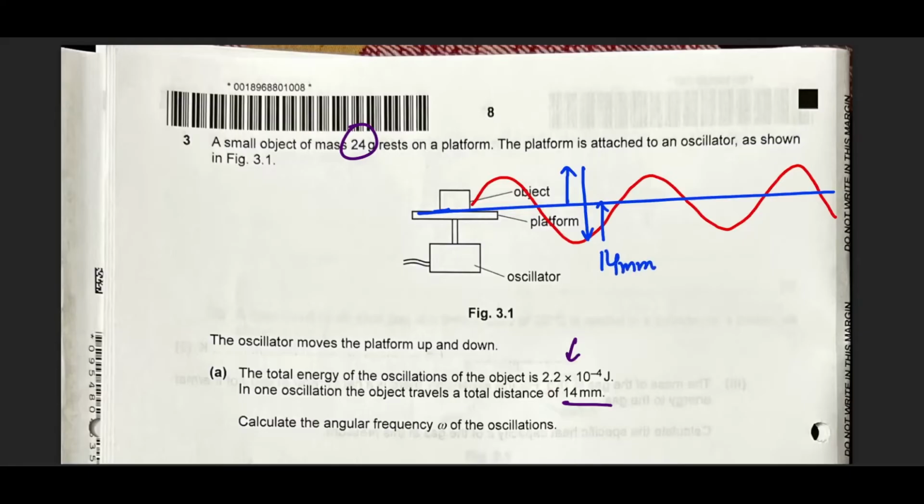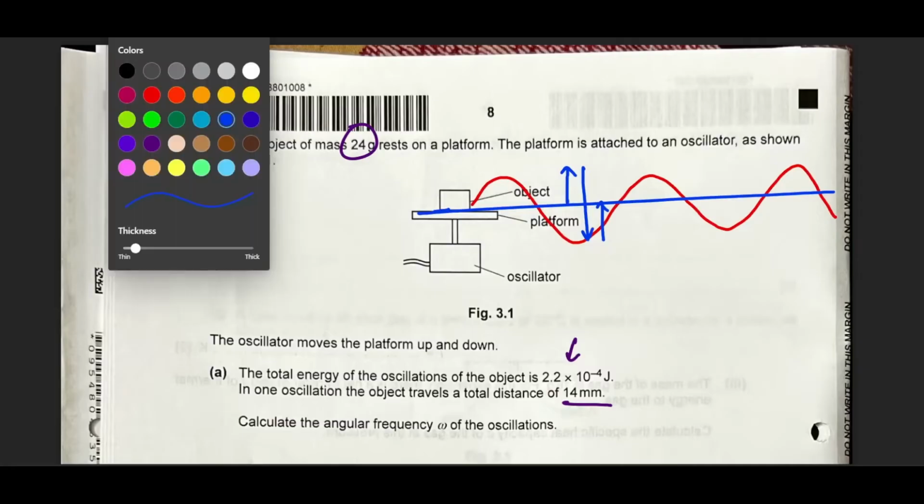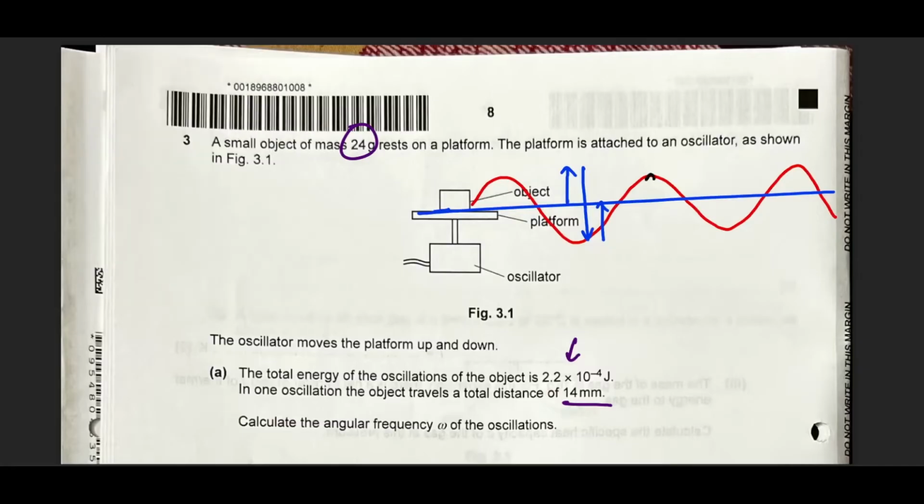Now it becomes very evident that if I wanted to calculate the amplitude, it would just be this one, which will be 14 divided by 4, right? So this is journey 1, journey 2, journey 3, journey 4. So this comes out as 3.5 millimeters equals x naught. The amplitude is 3.5 millimeters.